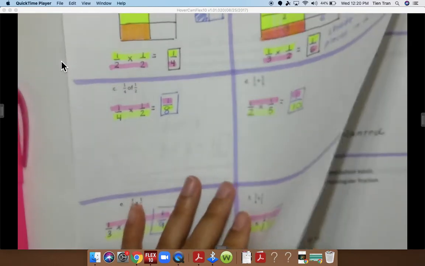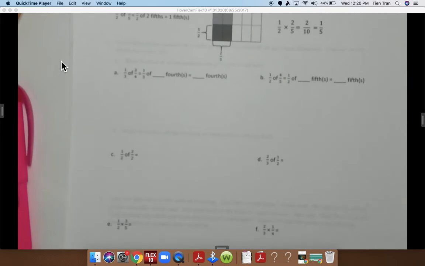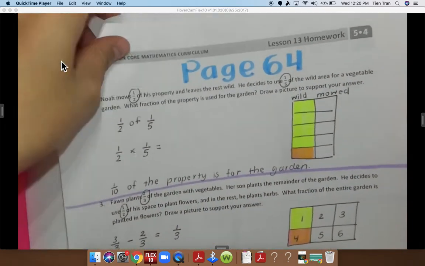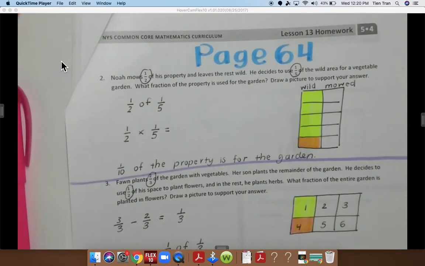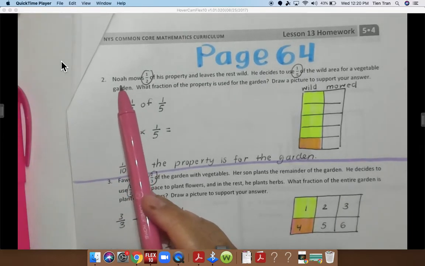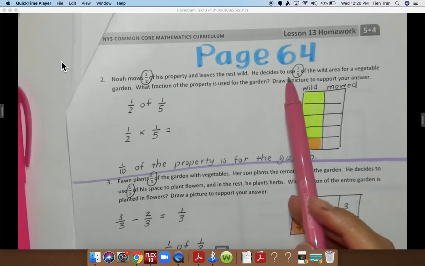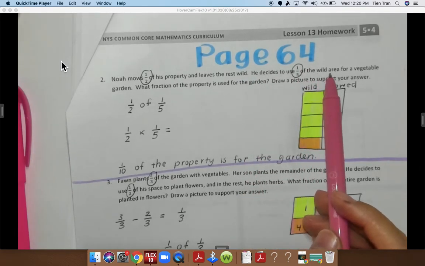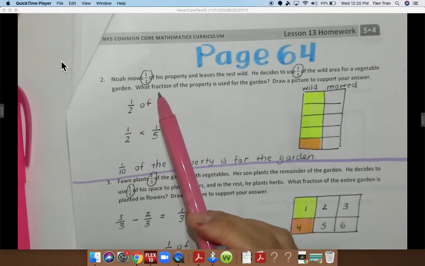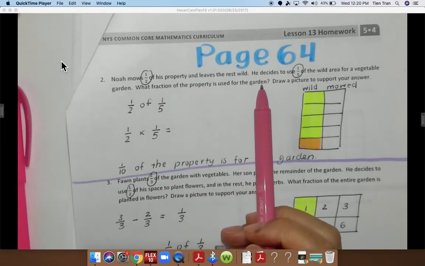Okay, so I'm going to turn the page, and this is page 64. Please make sure you're on the right page. And the first question right here says, Noah mows 1/2 of his property and leaves the rest wild. He decides to use 1/5 of the wild area for a vegetable garden. What fraction of the property is used for the garden?